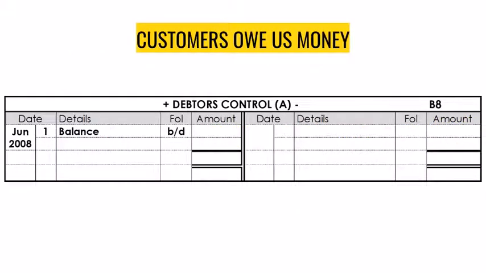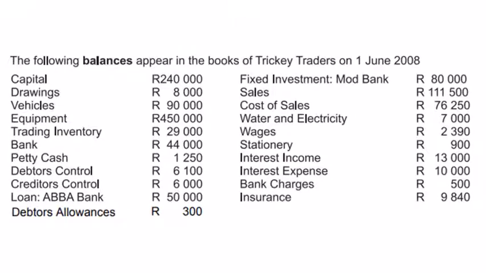Next account is debtors control, and I want you to know that debtors control is the account that means customers owe us money. It's an asset for the business because it's our money. We just need to receive it from customers. Usually companies that trade for a long time have customers that owe them money from previous months, and that will be the opening balance. So when June 2008 started, customers already owed this business money, and that's the balance that you bring down. Where will you get this? Where we got all of the other opening balances. So you go here and you just look for debtors control, which is 6,100 Rand.